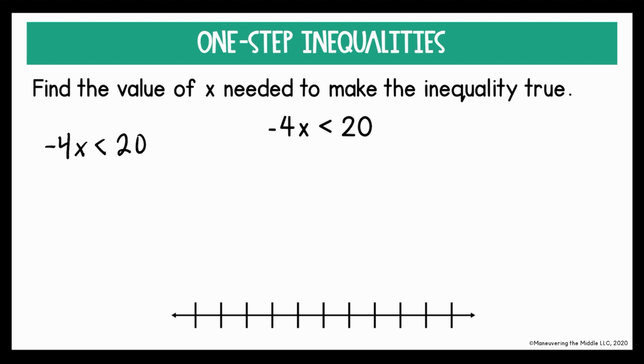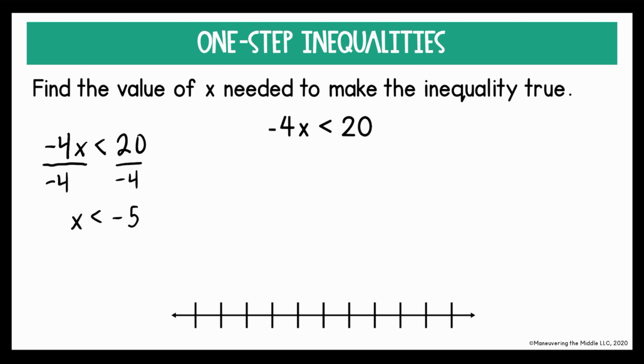Let's go ahead and solve like we normally would. So first we want to isolate the variable, where it's saying negative 4 times x. So we're going to divide by negative 4 on both sides. And let's pretend like we don't flip the inequality. So x is less than 20 divided by negative 4, which is going to be negative 5.